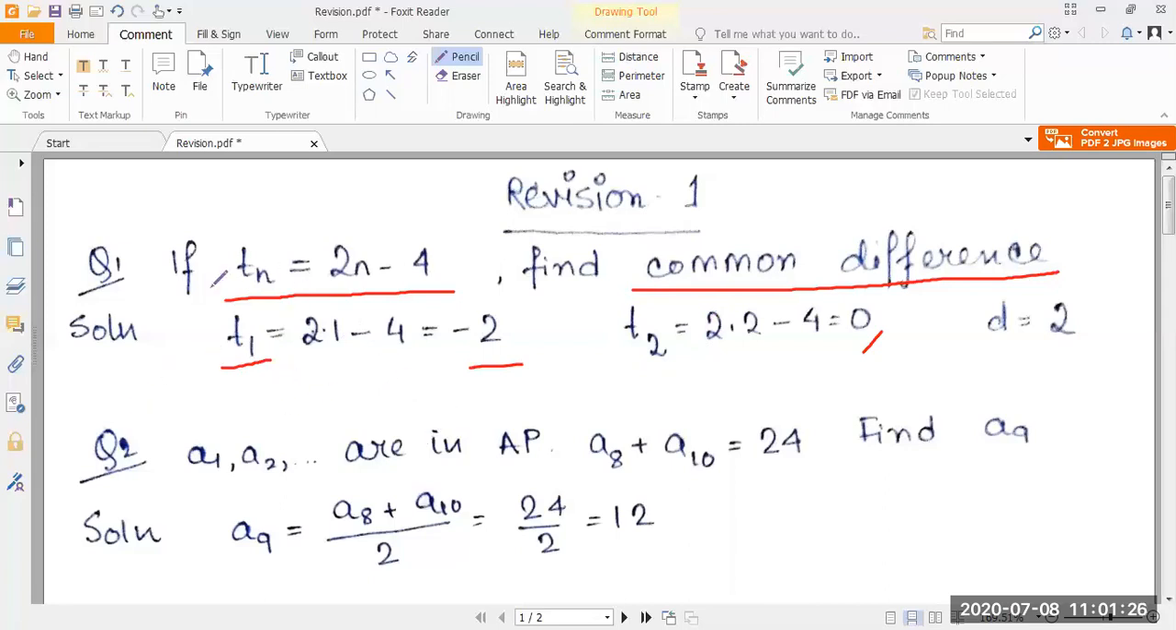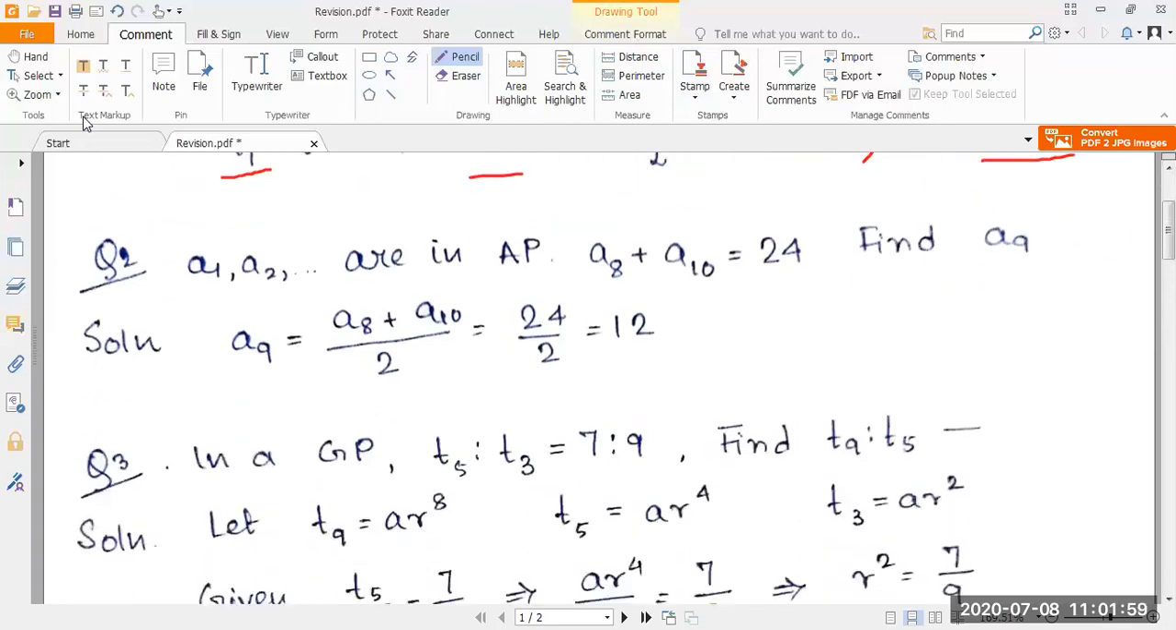So I have found the first term and the second term, and what I'll do is subtract the first term from the second term. The common difference is equal to t2 minus t1, equals 0 minus of minus 2, equals 0 plus 2, because there were two minuses, so they cancel, and it gives me 0 plus 2. So the common difference is equal to 2. So that's the first sum done.